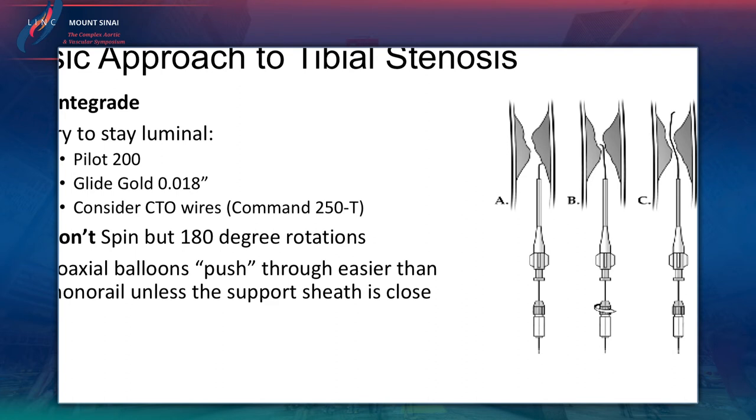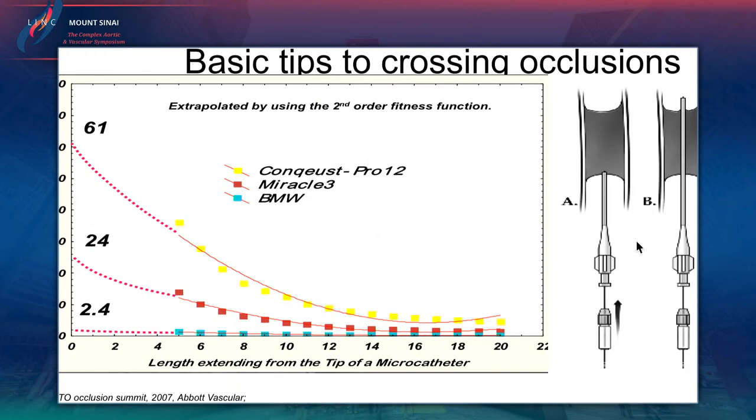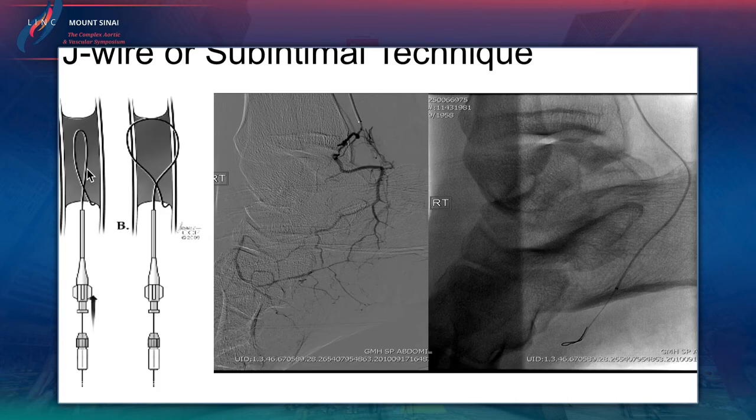In regards to the approach, just in the last minute or two, obviously, like I said, these are my wires. I don't like to spin. I like to drive the wire, especially if it's a CTO wire. I like to do 180-degree turns, not spinning, because I think that actually catches tissue. And you obviously want to have your support catheter close by. If your support catheter is not close to the tip of the wire, you lose force. So you want to be as close as possible to the tip of the wire if you need power to be able to get across the lesion.